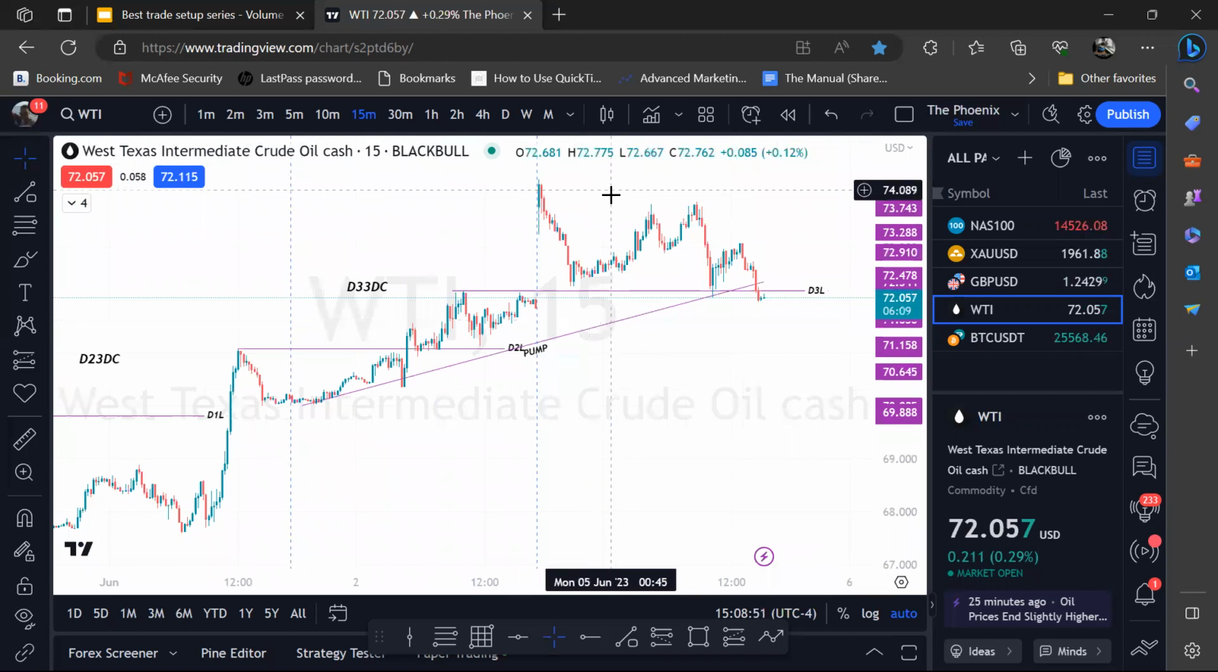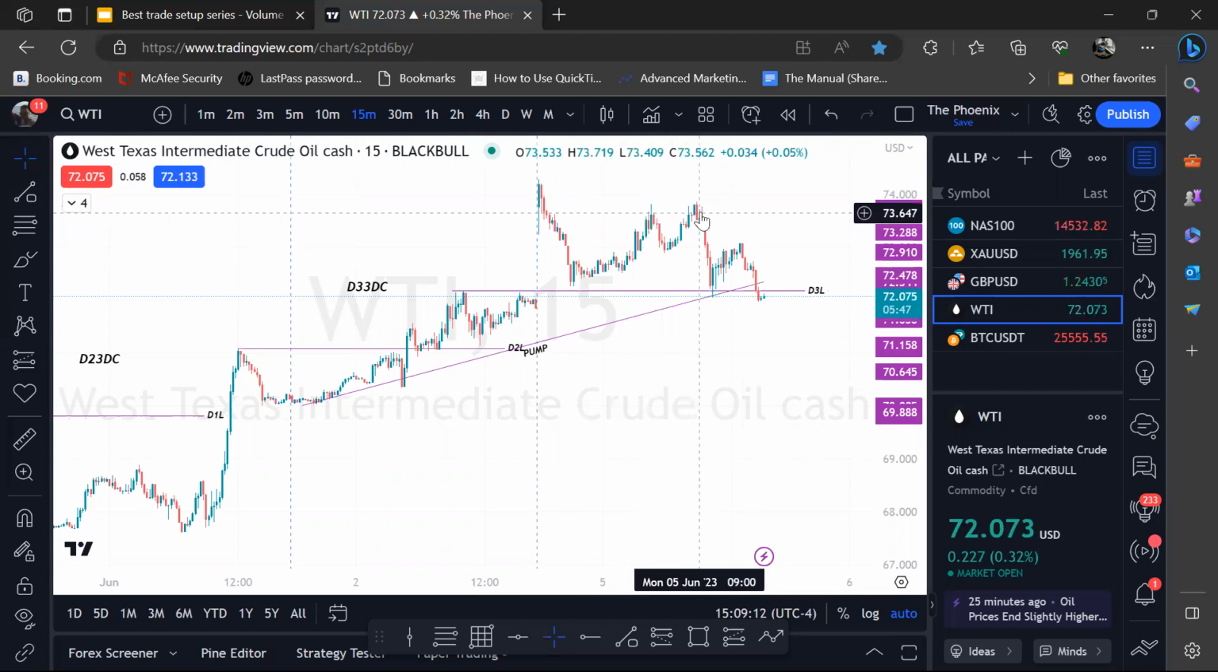I was looking at how the sessions were playing out. And so this was London. We had Asia, London's high, and then we had New York's high, which came and took out London's high and a portion of Asia's highs. And this was at basically 8:45 this morning, with price pinning the high of London starting to break down.